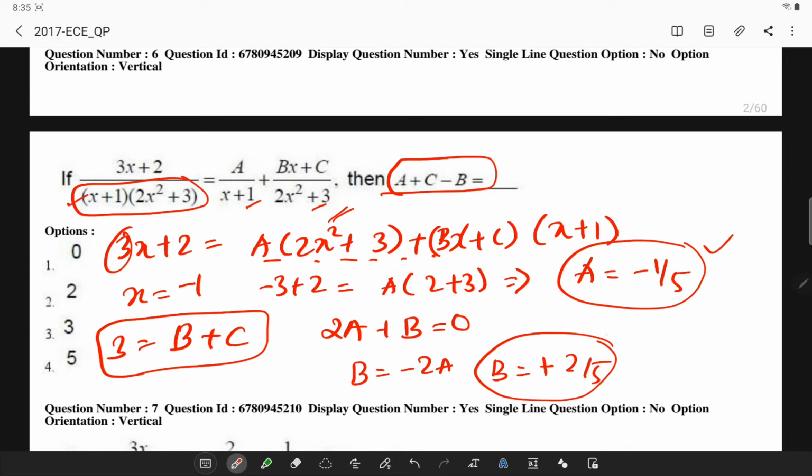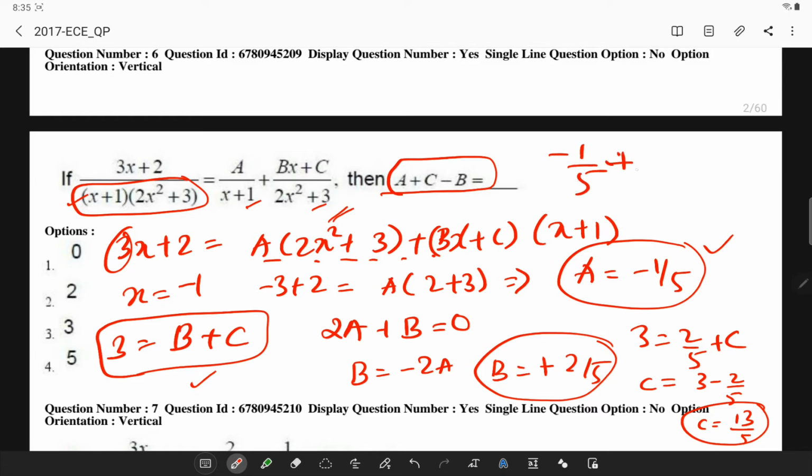Now I substitute this value of b in this equation. So 3 is equal to 2 by 5 plus c, or c is equal to 3 minus 2 by 5, or c is 15 minus 2, so I will give 13 by 5. Now what is the question? a plus c: a is minus 1 by 5, c is 13 by 5, and b value is 2 by 5. So simply 13 minus 1 minus 2, which is 10 by 5, which is 2.